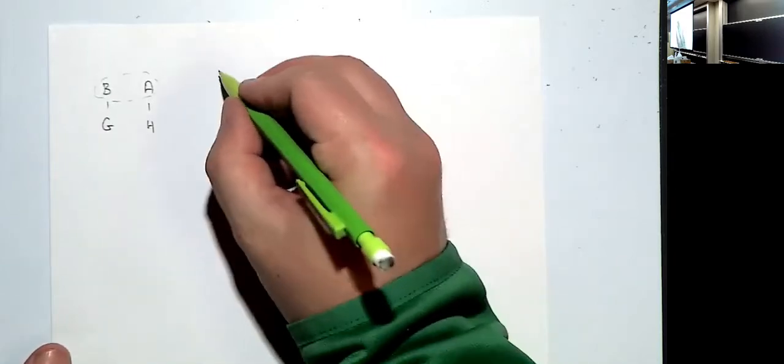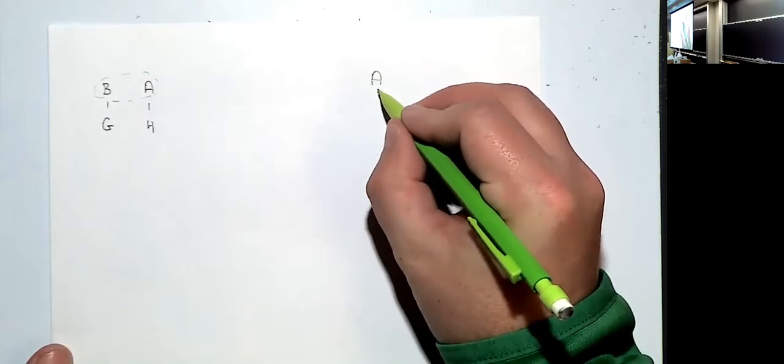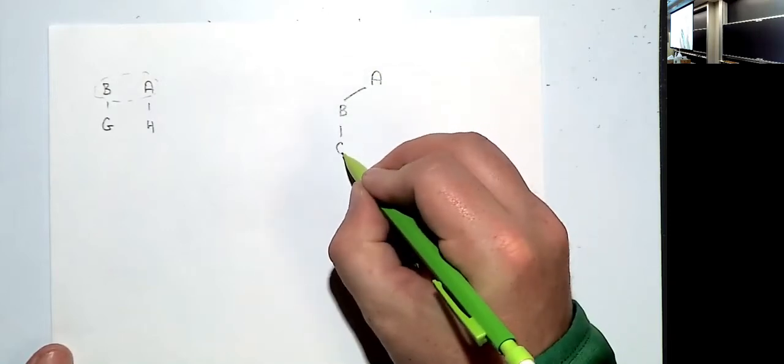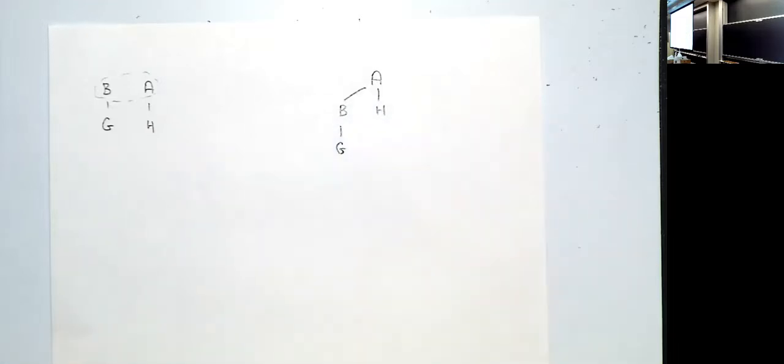And so in this case, and notice again how I'm leaving some space over here, A is smaller, so B is going to be here, and G is going to be here, and then H will remain child of A.